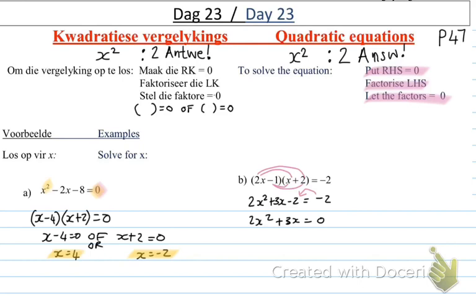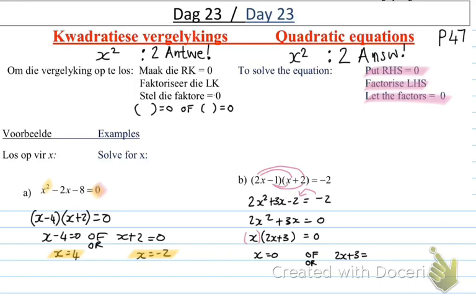Now I need to factorize. The first step of factorization is always to take out a common factor. So I take out a common factor of x and I have x times 2x plus 3 is equal to 0. That x in front, I can pretend that that's also in a bracket, or I can just put brackets around it. Because our rule says put each bracket equal to 0, I'm going to say x is equal to 0 or 2x plus 3 is equal to 0.